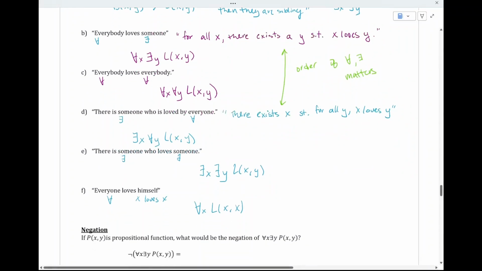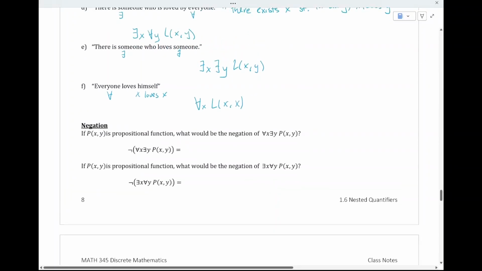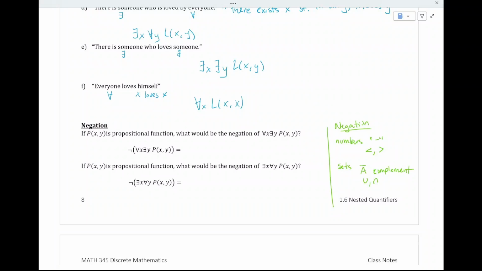So in this way, we can use these nested quantifiers to talk about functions that take on multiple values. How can we deal with negation when we're looking at these nested quantifiers? Let's do a little review of negation. Negation with numbers: if we have a minus sign and inequality symbols, we change the inequality. If we multiply or divide by a negative number, we change the inequality. For sets, our negative is the complement. According to De Morgan's law, if you take the complement of a union or an intersection, those get switched.